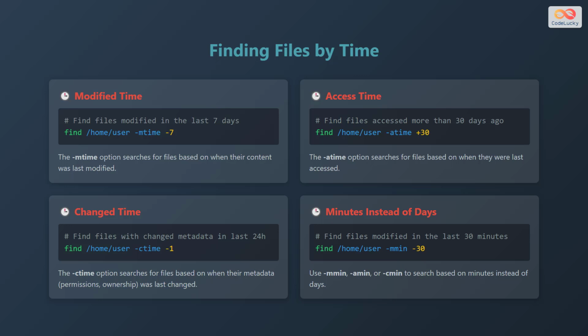To find files with changed metadata, such as permissions or ownership, in the last 24 hours, use the command find /home/user -ctime -1. The -ctime option searches for files based on when their metadata was last changed.